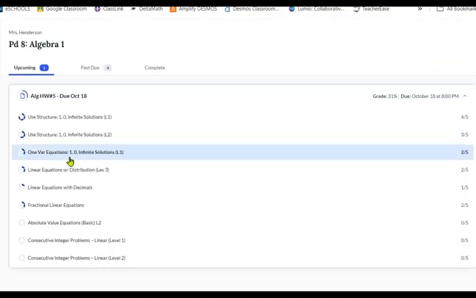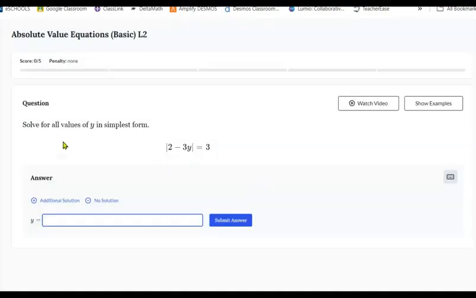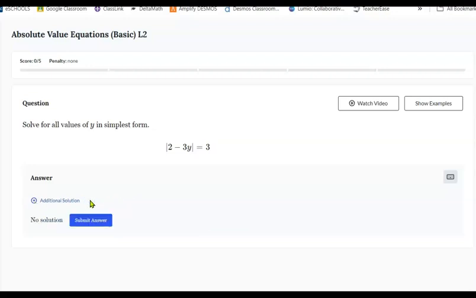All right. For these last two sections, we're going to talk about a different type of equation, absolute value equations. Absolute value equations have two possible solutions. So that's why you have this button here for additional solution or no solution.